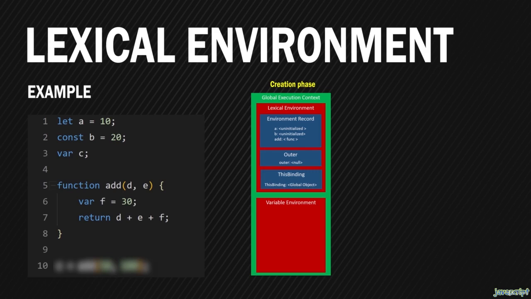And what about the variable environment? What's going to happen there? Well, again, each environment holds three pieces of information. Here, the environment record is going to be dealing with the var keyword. That's the only difference between the variable environment and the lexical environment. So C is going to be undefined. The outer environment is still going to be referencing null, and the this binding is still going to be referencing the global object.